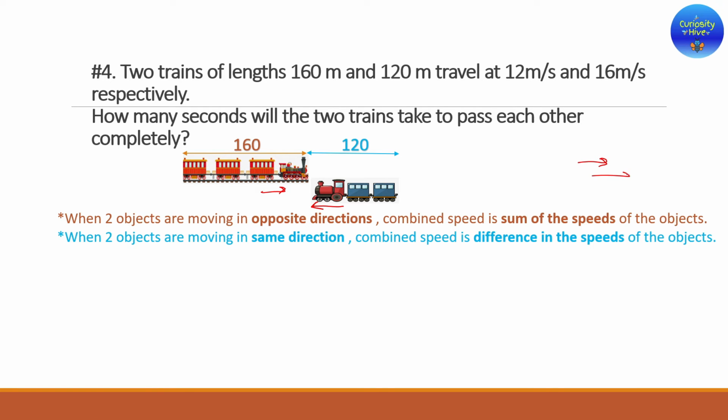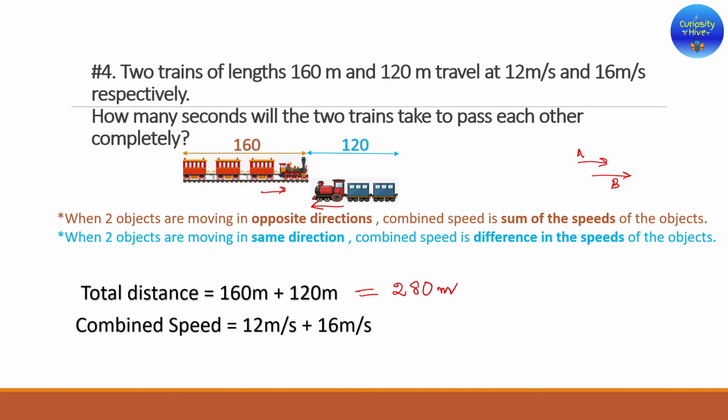So when there are two trains moving in this direction, and if the question is asked how much time does train A take to surpass train B, well, the combined speed would be the difference in the two speeds. So with that, now these are oppositely directed trains. So let's first find the total distance, which is the length of both, 160 plus 120, which is equal to 280 meters. And then we should find the combined speed, which, as I told you, is the sum of the two speeds, which is 12 and 16, which is equal to 28 meters per second.